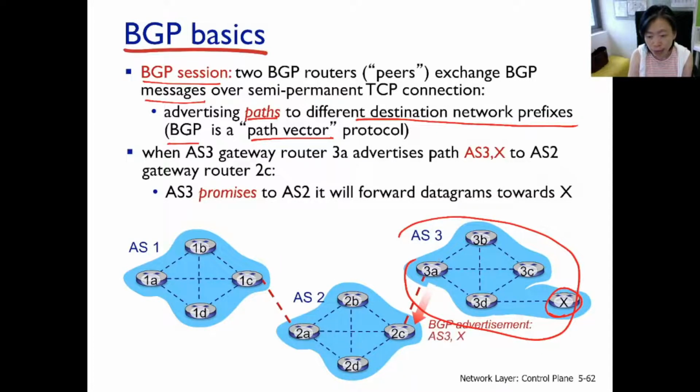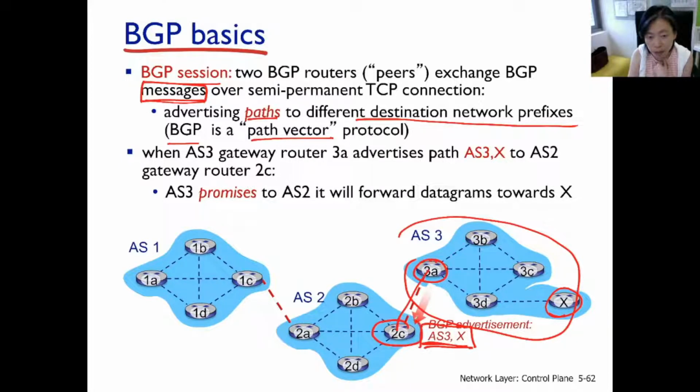So 3A here will need to announce its existence, prepending its own AS number, so AS3 here. This will be the AS path being advertised. This will be the AS path being sent in the BGP message to the other end of the exterior BGP connection, to the other end of the BGP session.